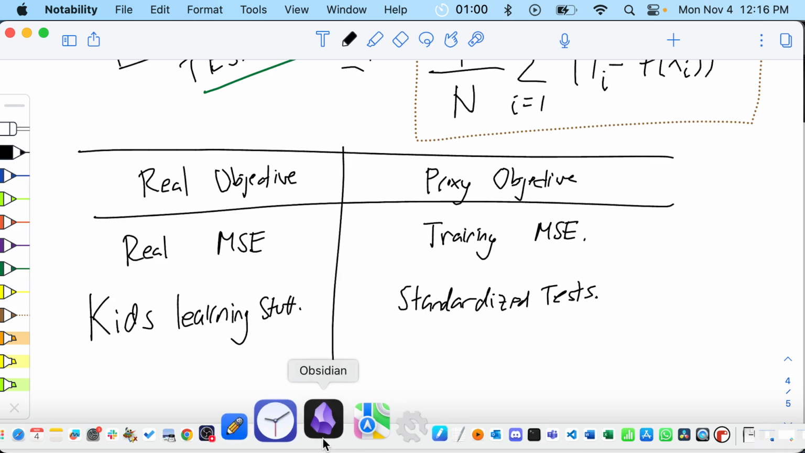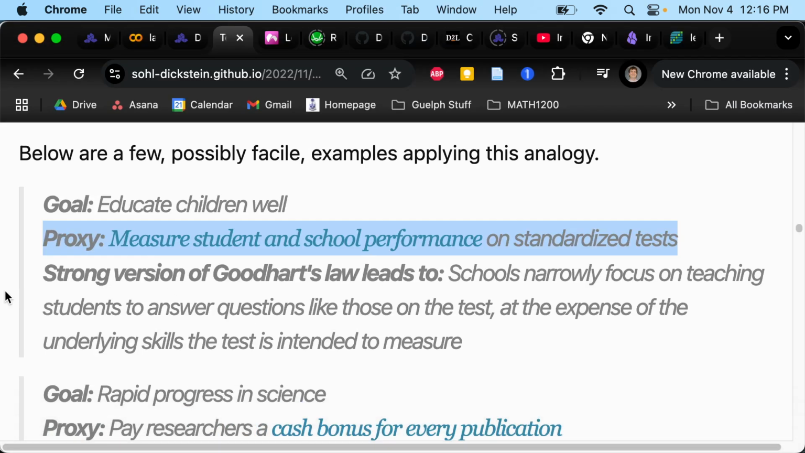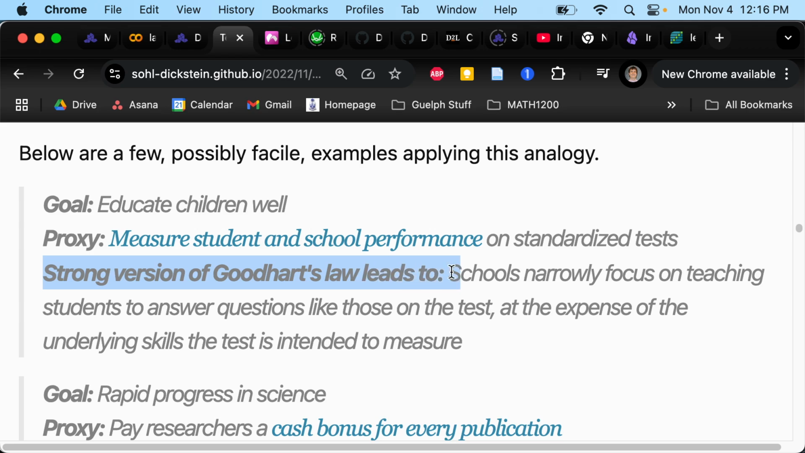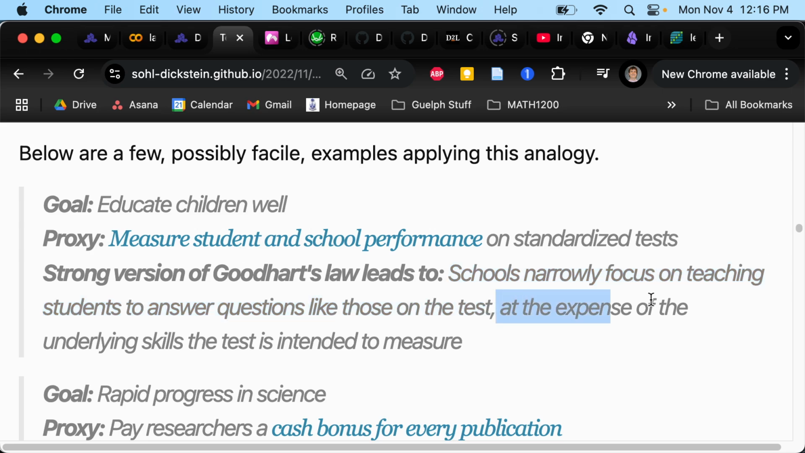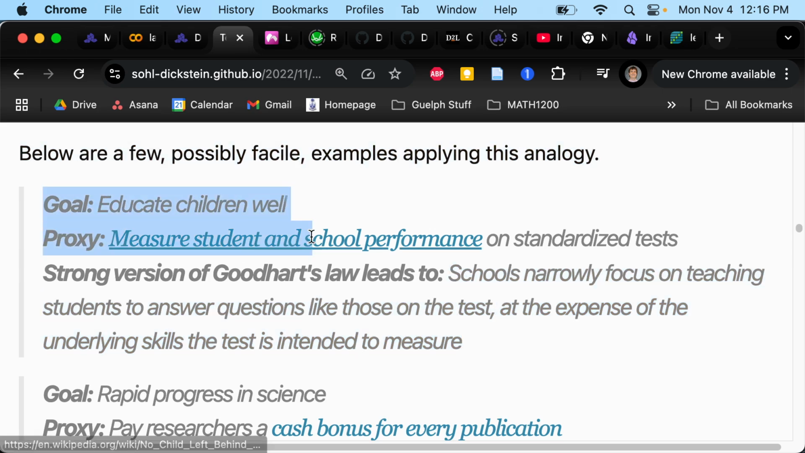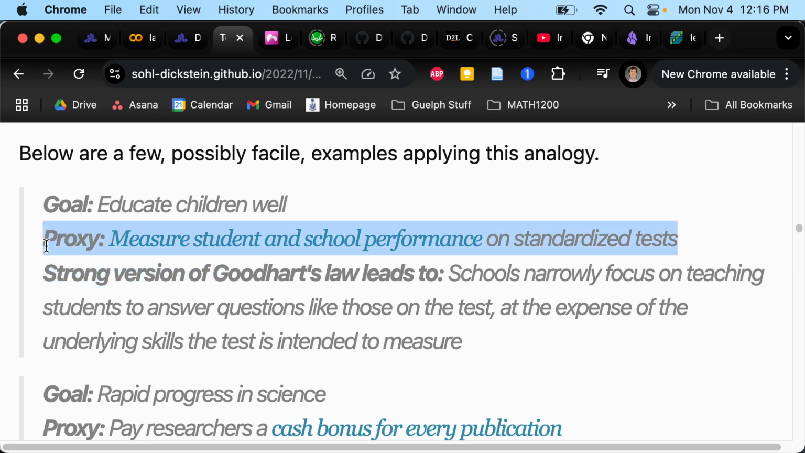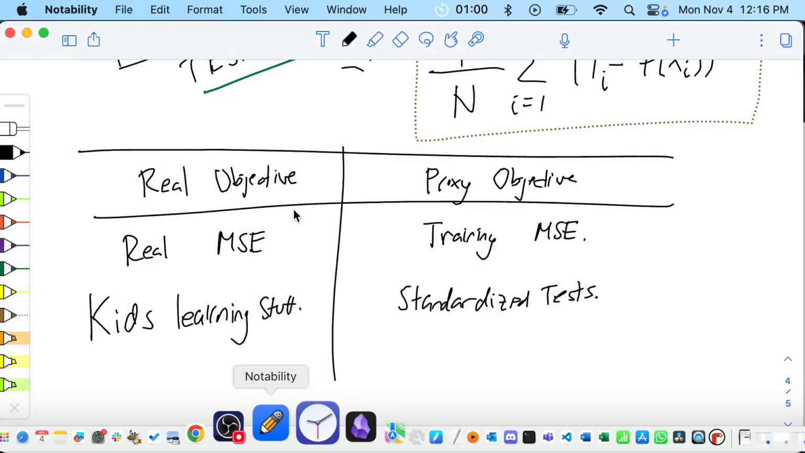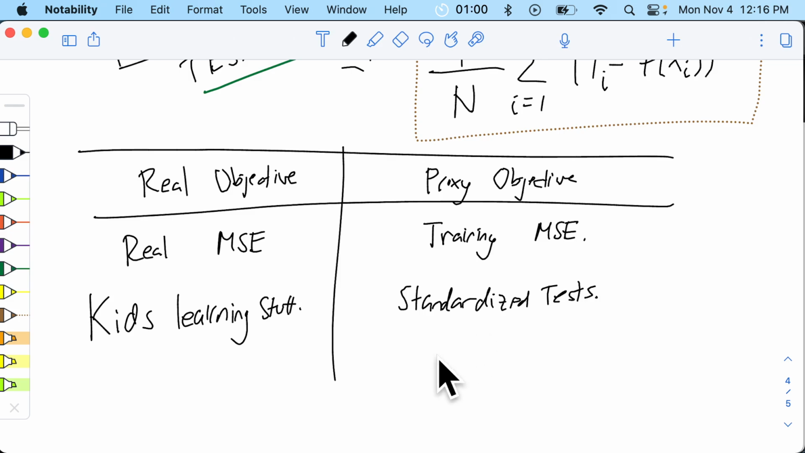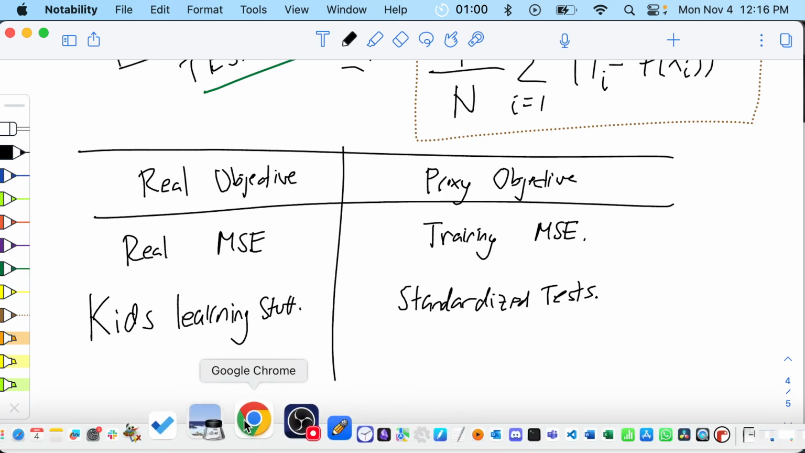So this is the surprising thing. And I think this is what it says over here. The strong version of Goodhart's law says, schools will narrowly focus on teaching students to answer questions like those on the test at the expense of the underlying skills the test is intended to measure. So even though we were trying to educate children well, if you are too efficient at doing well on the standardized test, then you will do worse at educating people well. It would be better to be a little bit less efficient at doing well on the standardized test, and then you would reach your real goal better. So this is, I think, a good frame of mind to think about this real versus proxy objective in our class and in, quote, real life.